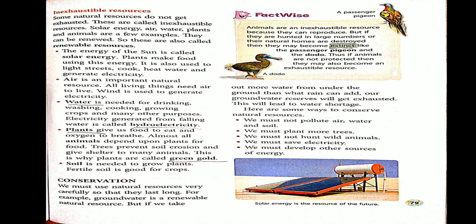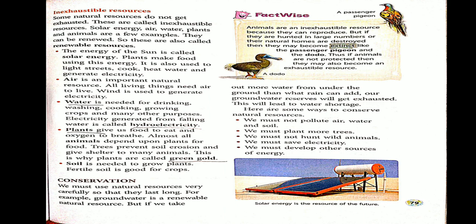The energy of the sun is called solar energy. Plants make food using this energy. It is also used to light streets, cook, heat water, and generate electricity. Air is an important natural resource. All living things need air to live, and wind is used to generate electricity.